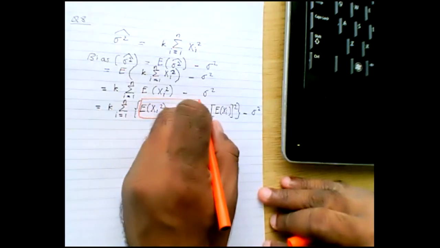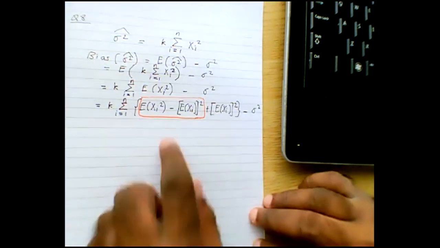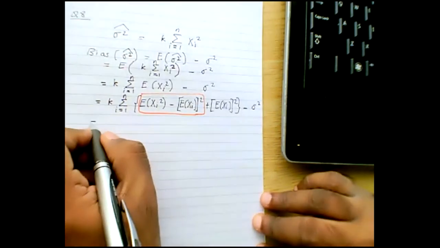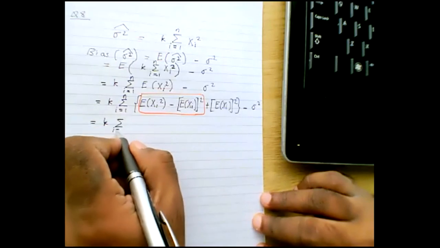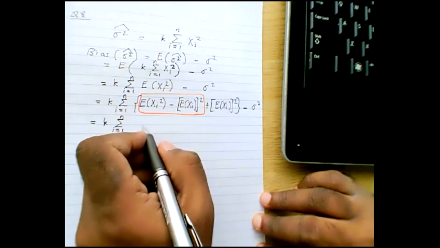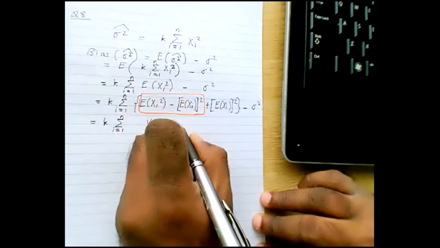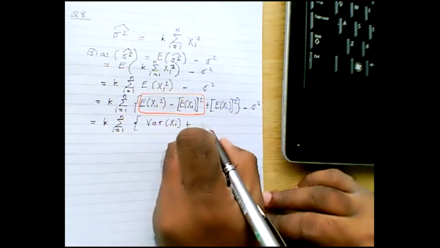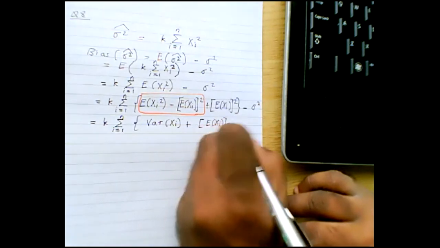Can you see what this is, guys? Can you tell me what this is? This guy here is the variance, yeah? Exactly, guys. So what you have here is the variance of the variable xi. And what you have here is the mean of xi squared.